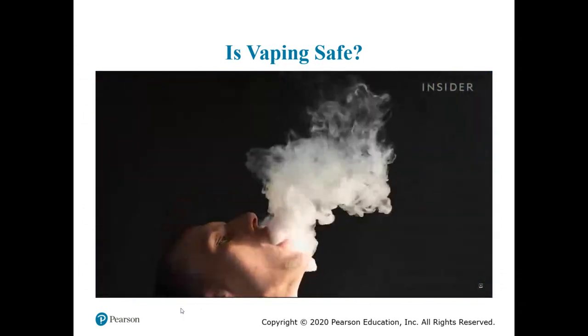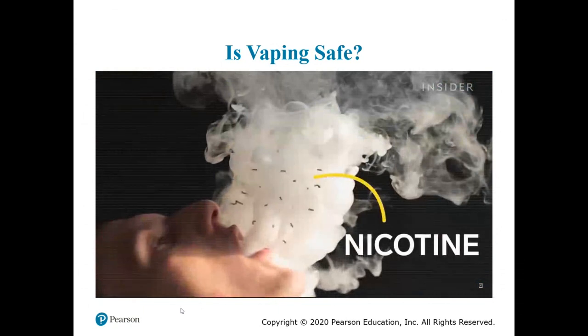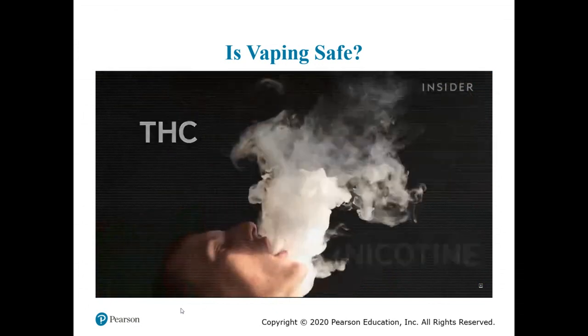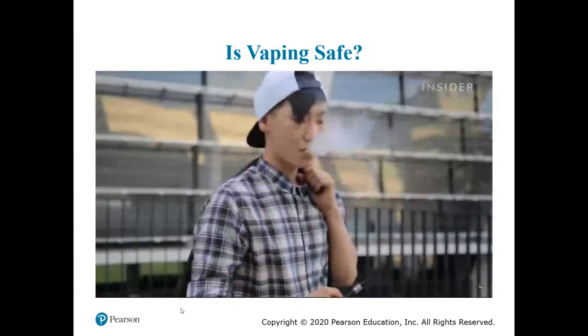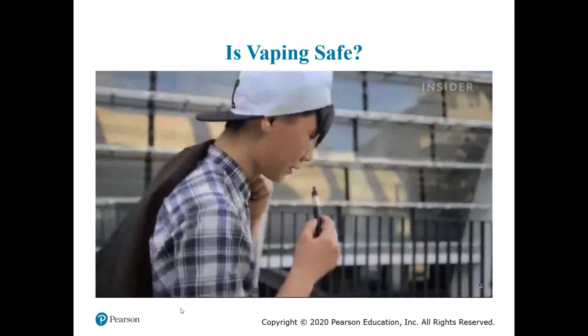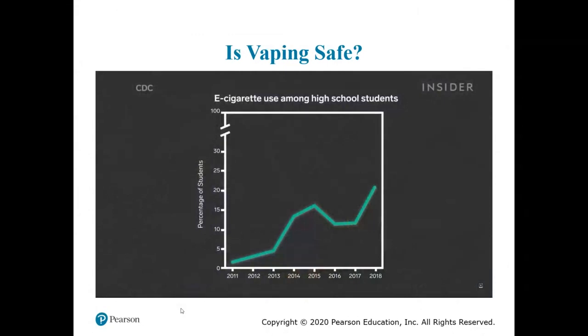Vaping typically refers to inhaling an aerosol, which contains either nicotine, in the case of e-cigarettes, or some form of cannabis, such as the psychoactive chemical THC. And in the last few years, it has exploded in popularity, especially among teens. Just look at this graph. It shows the percent of high school students who use e-cigarettes. In 2018, it was over 20%.